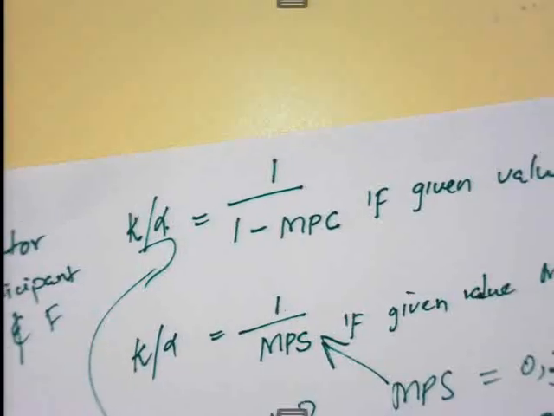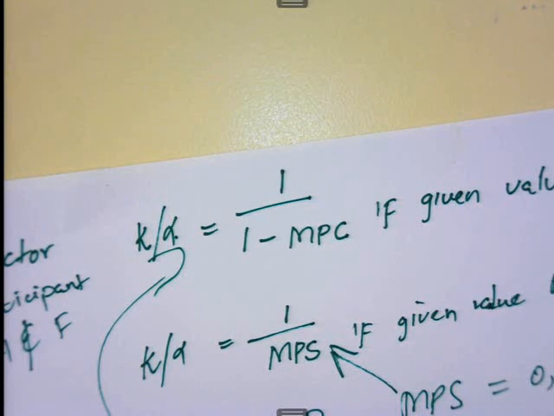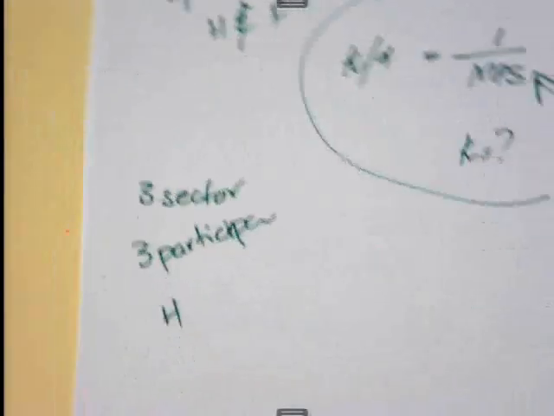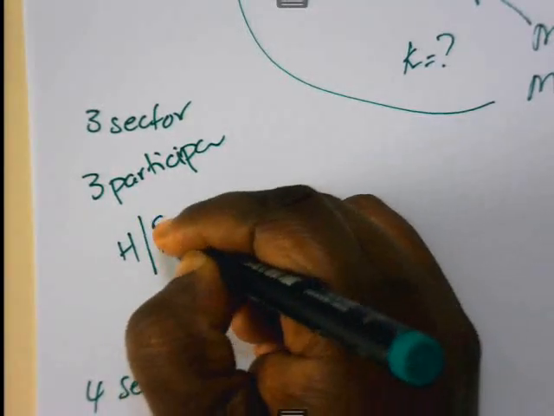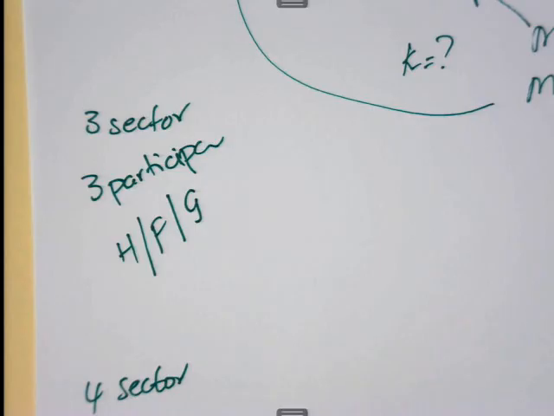For the 3-sector model, we have 3 participants now, which are the household, firms, and the government. The formula becomes different.